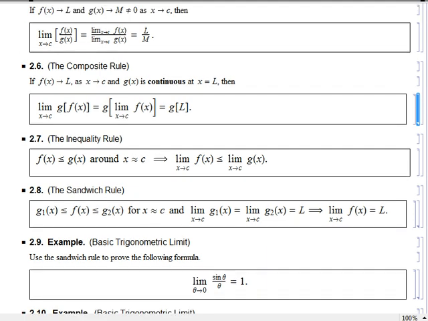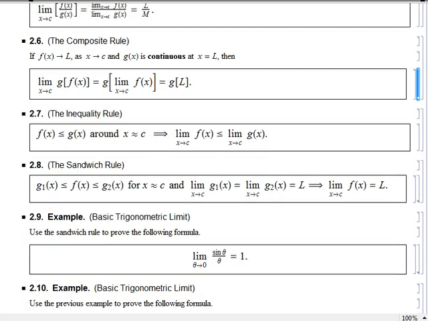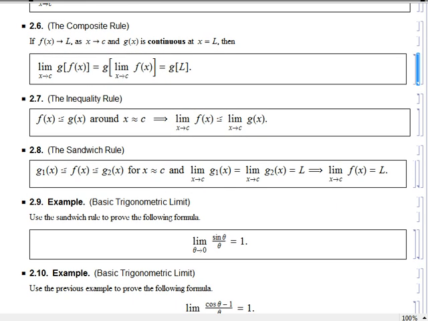Another thing that you have to remember, again, this is getting a little bit theoretical. If f is less than or equal to g around a certain x value, then clearly the limit of f has to be less than or equal to the limit of g. Those are local properties, so locally if f is less than g, then the same has to be reflected on the limit. That's pretty easy to understand.